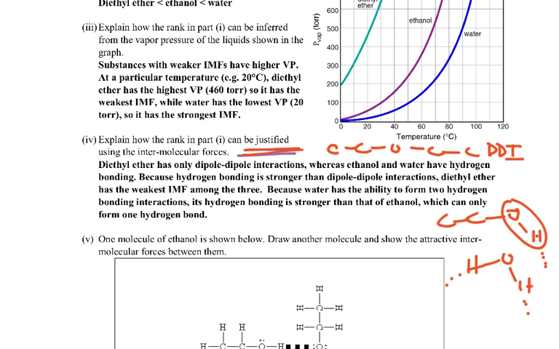The diethyl ether has only dipole-dipole interactions. That will be the weakest IMF. The ethanol will have one site for hydrogen bonding. The water will be able to do it twice. Okay, and so it's going to be the strongest IMF of the group.